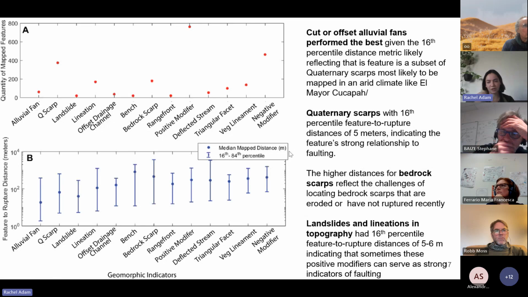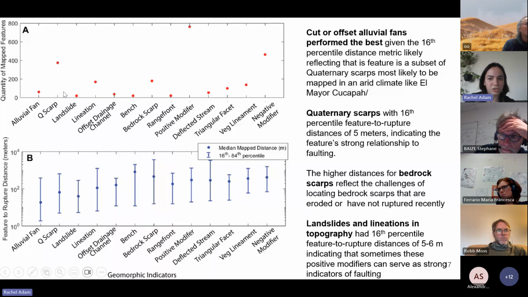We performed this analysis for all of our mapping areas, and this is a summary plot of that showing the quantity, the 16th, the 50th, and the 84th. A couple notes for this is that the cut or offset alluvial fans performed the best. These were mostly mapped in that EMC location, and it's likely because they are well preserved in an arid landscape.